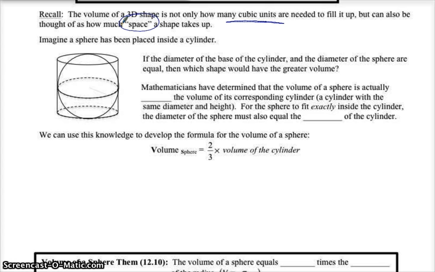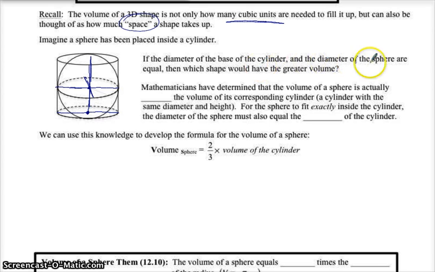So it says here, imagine a sphere has been placed inside a cylinder. The diameter of the base of the cylinder and the diameter of the sphere are equal. So here's the diameter of the sphere. So we can draw the diameter of the sphere this direction, right, over your radius. We can draw it this direction. You can also draw it this direction. That's also the diameter of the sphere going from top to bottom.